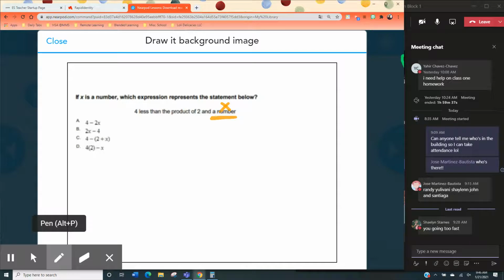I want you to take a minute and try to write out this expression. Read it to yourself again and try building an expression. Remember what we talked about yesterday when you see keywords like less than. And yes, please make sure it ends up on your screen.